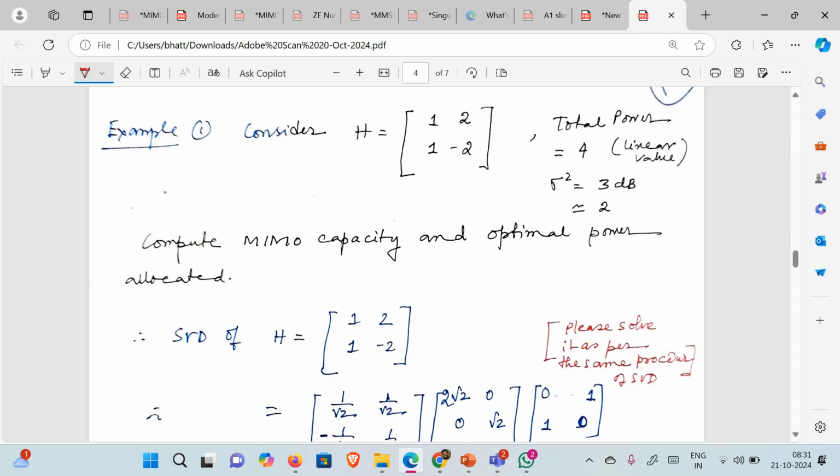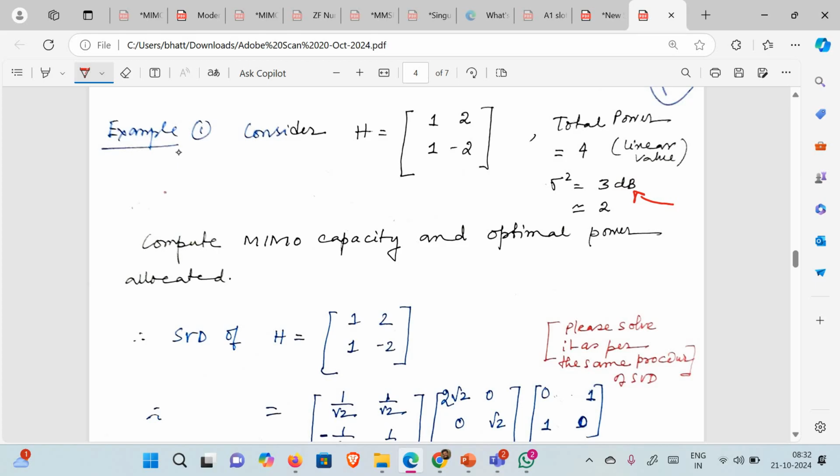You are given an H of any such values, and you can see the total power is given as P. That is PT is given as 4, in linear scale. Sometimes it might be given in dB also, and you can convert that to linear scale. And sigma square, the noise part, is given as 3 dB, which I have converted to linear scale of 2.